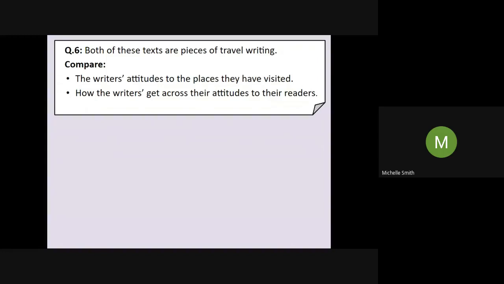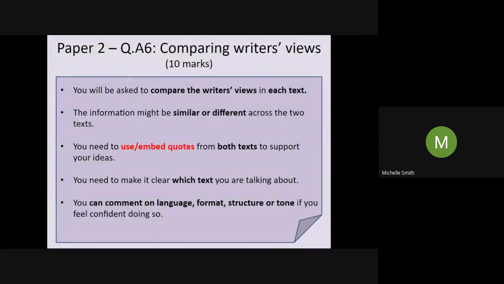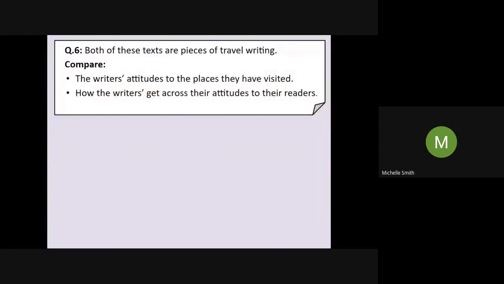Both of these texts are pieces of travel writing. Compare the writers' attitudes to the places they have visited, and how the writers get across their attitudes to the readers. So the how bit is the bit where you're going to be using your evidence. And that's where you might talk about, as I said, the language, the format, the structure, or the tone. But generally, we're just concerned with comparing the writers' attitudes.